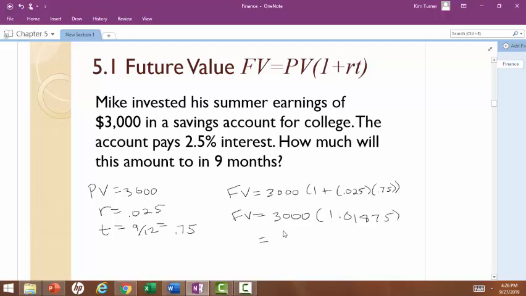And so we get a future value of $3,056.25. This is the amount his investment will be worth at the end of 9 months at 2.5% interest.